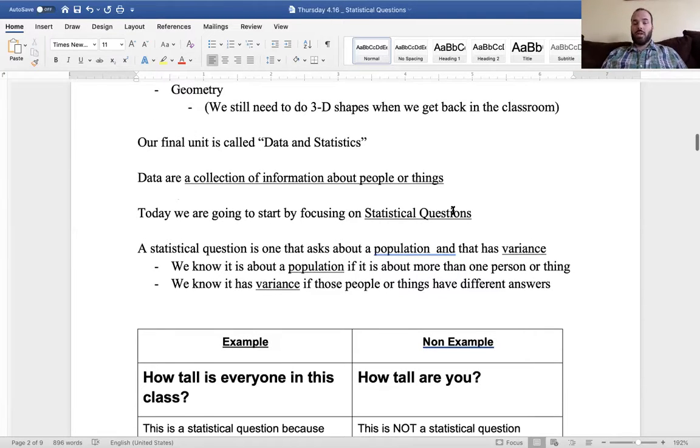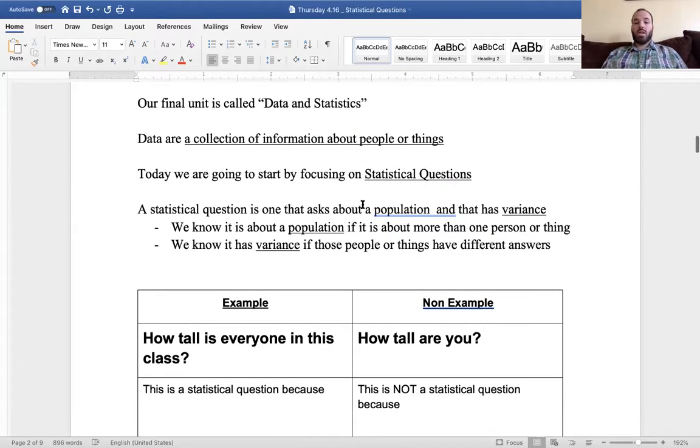Today, we're going to start by focusing on a statistical question. When we do statistics, one of the key things we need to know is whether or not the question that's being asked is statistical. If it's not, then we can't do all the stuff we're going to learn for the next few weeks. That only applies to statistical questions, so we need to make sure we know what a statistical question is. A statistical question is one that asks about a population and has variance.